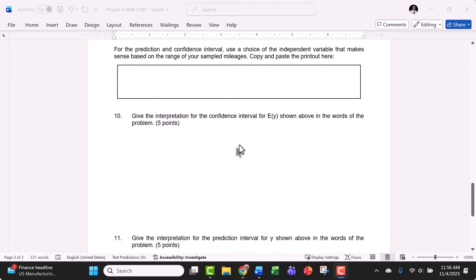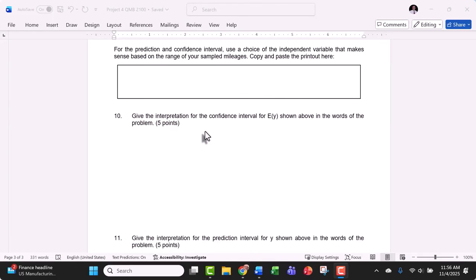Then we have some confidence intervals. We call them a prediction interval and a confidence interval. The demonstration shows you how to generate the upper and lower endpoints for the prediction interval for y and the confidence interval for E(y). I want you to give me the results here and then give me the interpretation. Lead with your confidence level. So it's just a confidence interval, right?